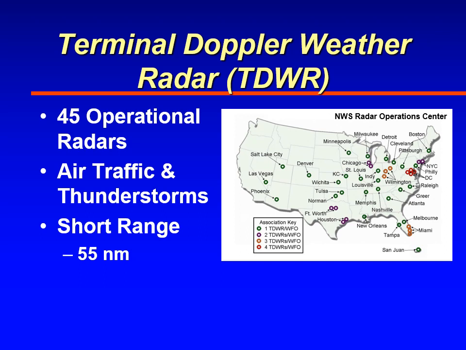There are 45 TDWRs operational across the United States. Typically, you'll find a TDWR where you have a large amount of air traffic and also lots of thunderstorms. So you can see on the East Coast and Southeast, there are a lot of TDWRs. But on the west coast of the United States, although they do have a lot of air traffic, there are not many thunderstorms, so you don't see a lot of terminal Doppler weather radars. These radars are very short-range radars. They have their best resolution out to about 55 miles, so they don't look out very far, just over the airport.